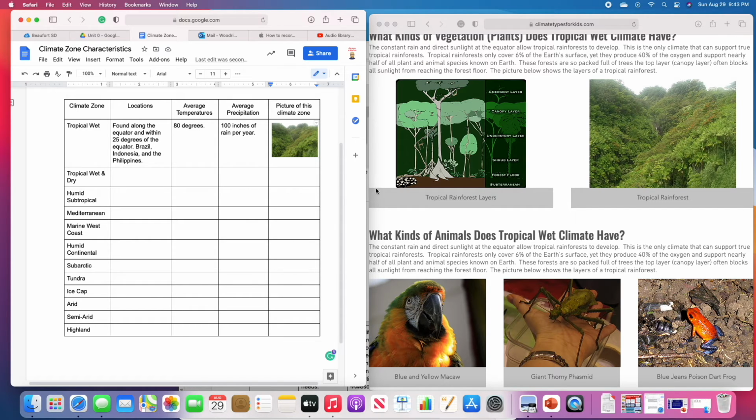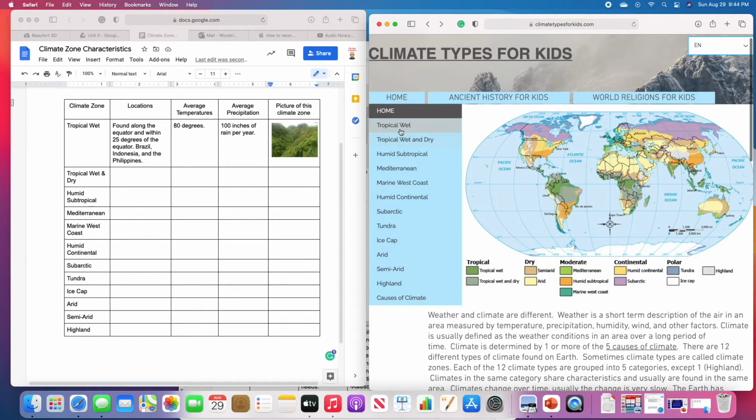What you'll do now is go back and go through each of the rest of the climate zones, getting the information and putting it into the boxes, and there you go. That's how you do this assignment.